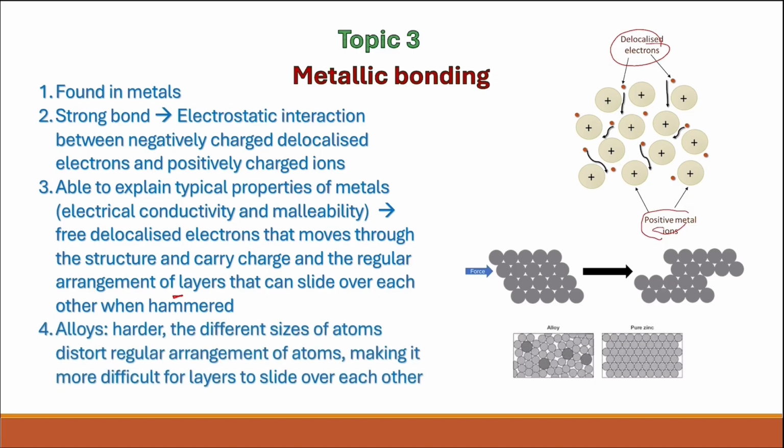It is very common to ask you about alloys and why alloys are harder. Alloys are made up of the metal atoms in addition to another metal or non-metal that is added. So another element is added to that metal, and they become harder. That makes them harder than the pure metal because the different size of the atoms will distort the regular arrangement of the atoms, making it more difficult for the layers to slide past each other or over each other. So they become harder, not as malleable or ductile as the pure metal.